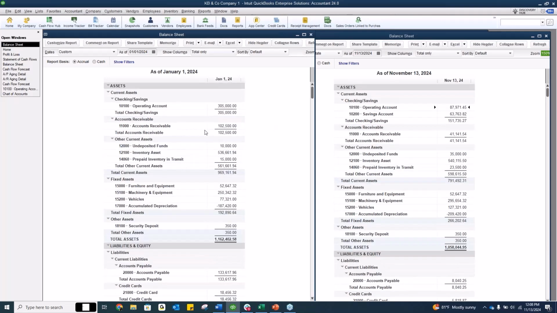Now, if I look at my accounts receivable on the left, on January 1st, I had $102,000, and as of today, that number has decreased to $41,000. Well, what happens when our accounts receivable goes down? Typically, that means that we've gotten paid. We've received money in, and that is why that figure is showing up as a positive, adding to cash.